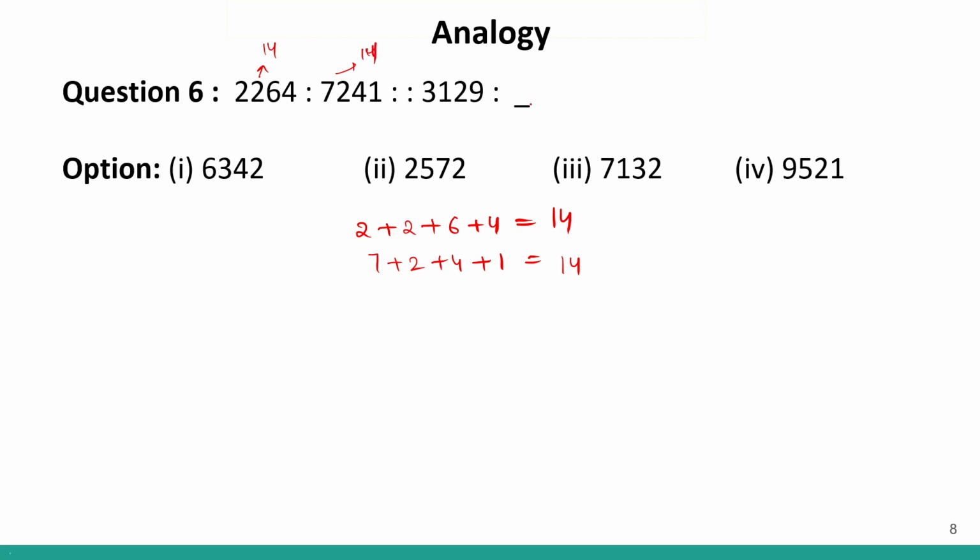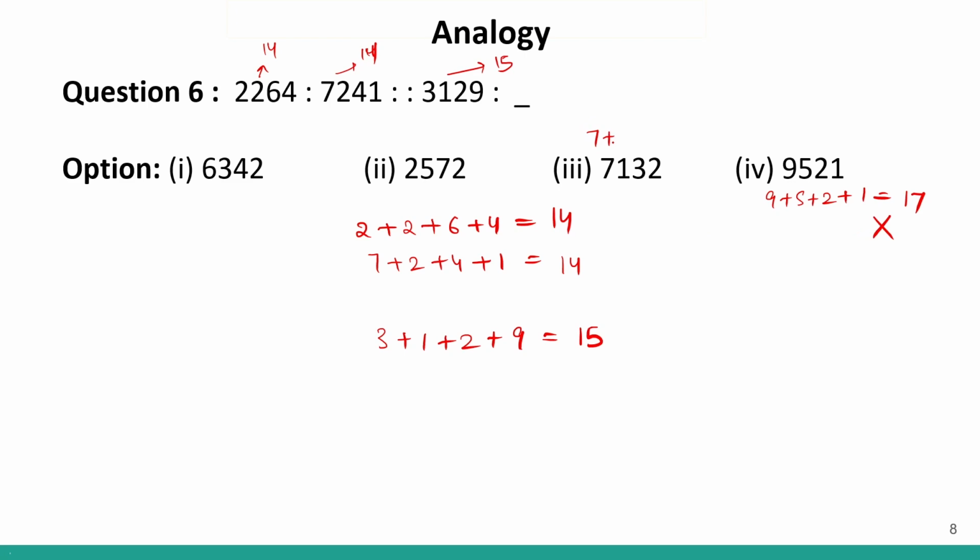Correct? Now let us check for 3 plus 1 plus 2 plus 9. So 9 plus 1 is 10. 10 plus 3 is 13. 13 plus 2 is 15. So we have to find a number whose sum is equal to 15. So let us check from here. 9 plus 5, 14. 14 plus 2, 16 plus 1, 17. So this is not the answer.